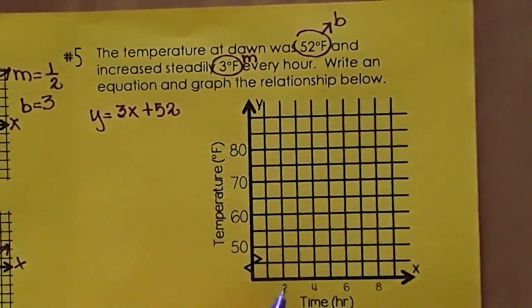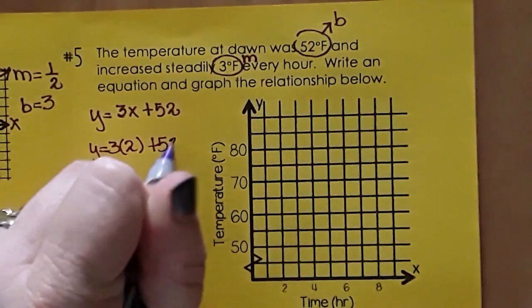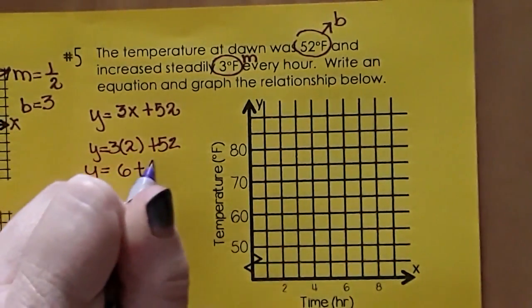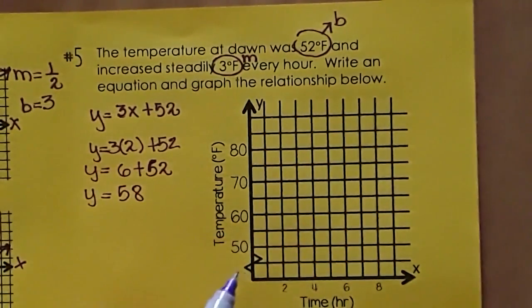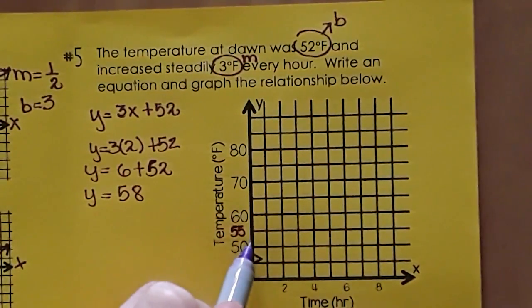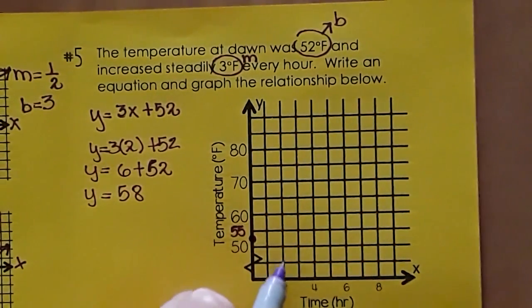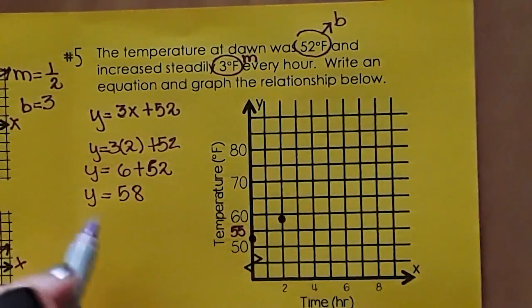The next thing we're going to do is we notice it's going by twos. So you can solve this by going y equals 3 times 2 plus 52. 3 times 2 is 6. 6 plus 52 is 58. So my first point, if you notice it's going up by 5s each line, is starting at 52, right between that 50 and 55. And then at 2, it's going to be 58, just above the 55 and below the 60.